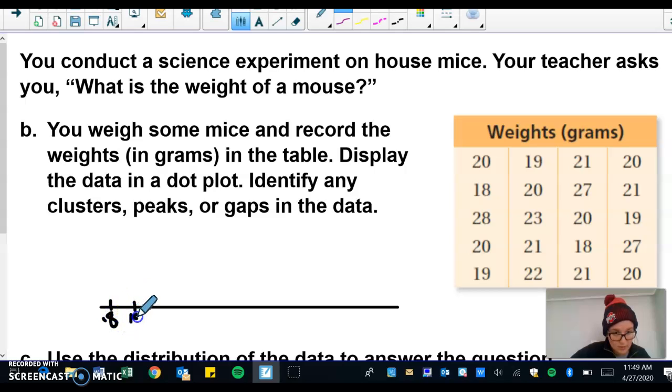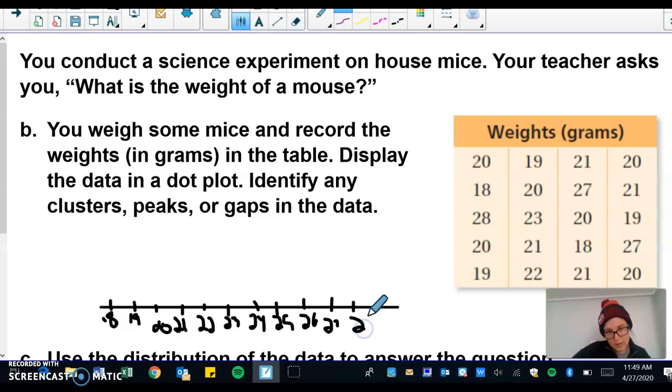18, 19, 20, my best that I can do, 21, 22, 23, 24, 25, 26, 27, 28. Right, and then a dot plot is just like a tally.